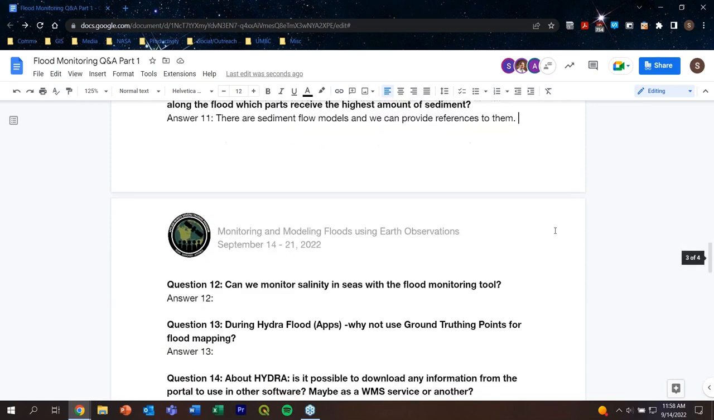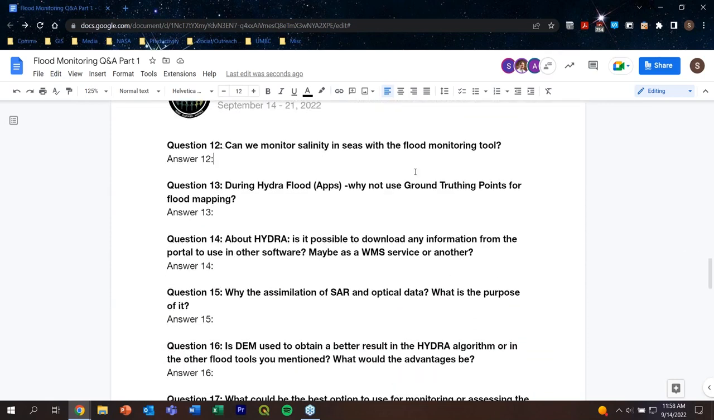Question 12 is, can we monitor salinity in seas with the flood monitoring tool? I don't think you can monitor salinity. You can see where the fresh water is getting into the seas, and then maybe you can identify areas where salinity is changing, so decreasing. But to quantify salinity based on just a flood monitoring tool would be difficult.